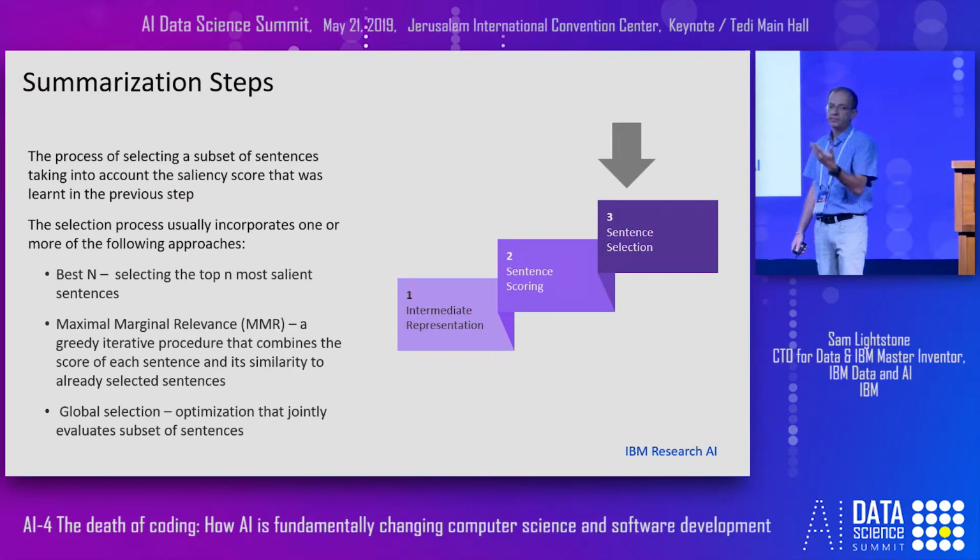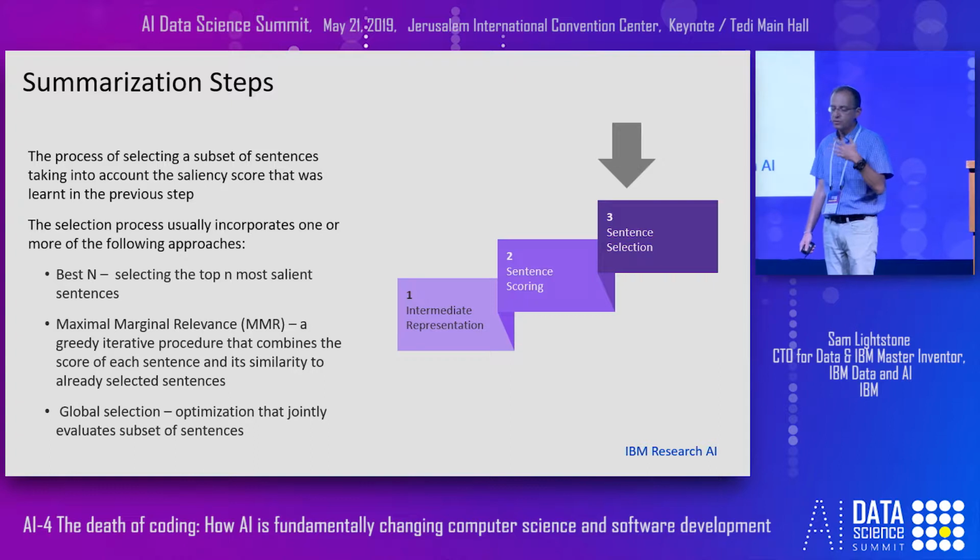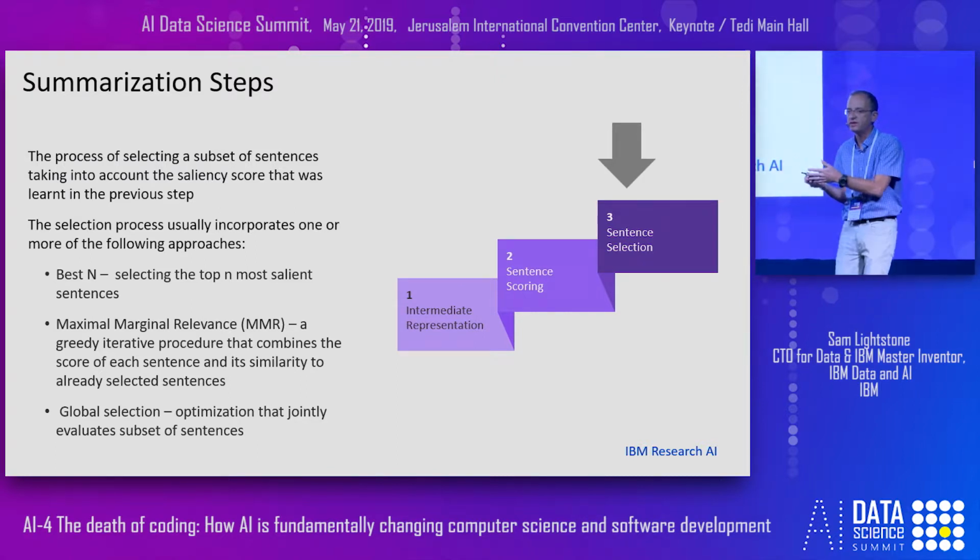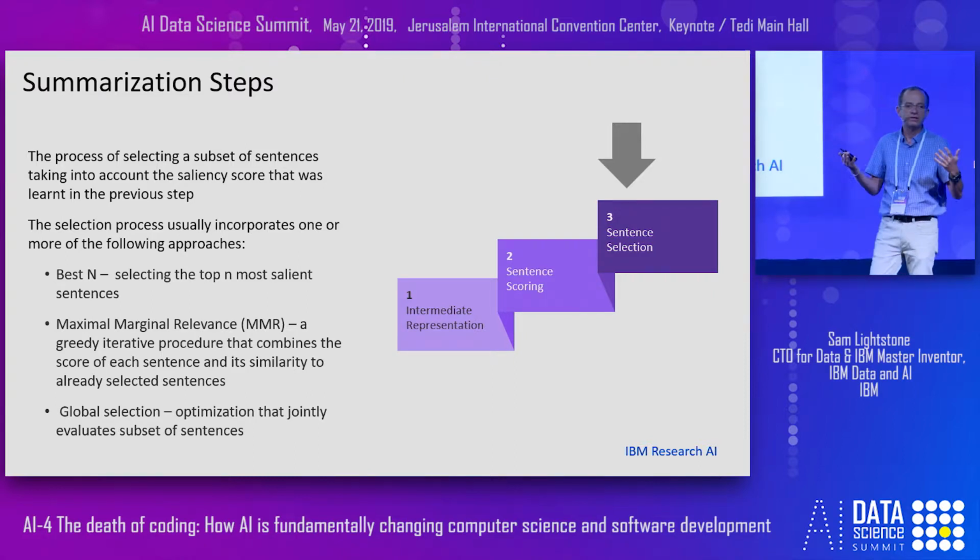The last step, the summarization step, means that now that you have all the sentences of your article, sometimes given a topic, and you have a score for each one of the sentences, you can do some optimization to select a subset of those sentences. You can take the n best ones, or you can use all kinds of greedy algorithms, or algorithms that do some global optimization, but there is a family of algorithms to do that.